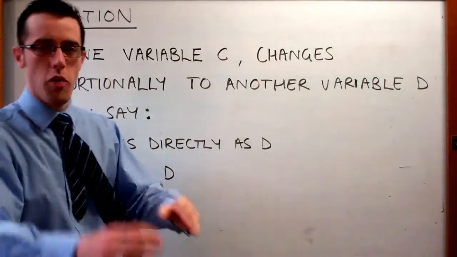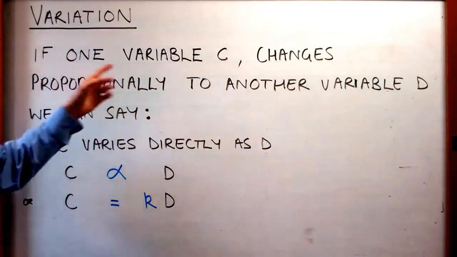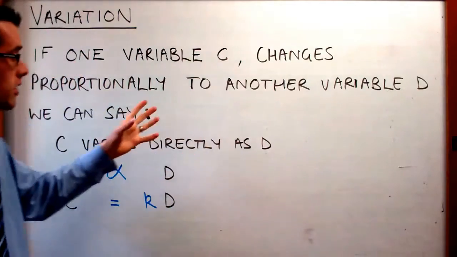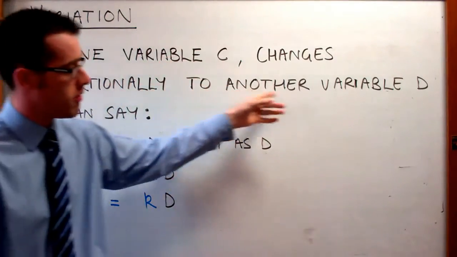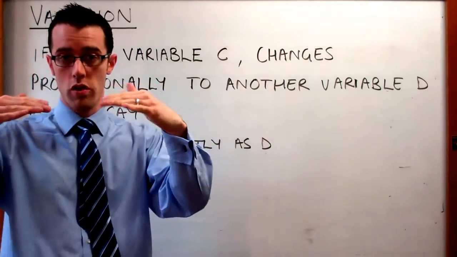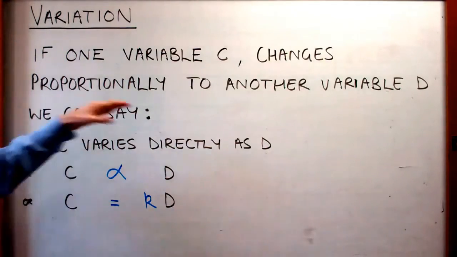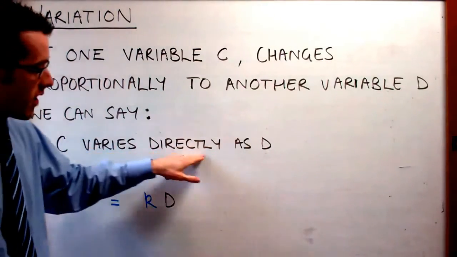Okay? Now, if we put that in a more mathematical context, what that says is if one variable C, so that's the cost of DVDs, changes proportionally to another variable D, the amount of DVDs, so as the amount goes up, the cost goes up as well at the same rate. Okay? That's basically all it means. Then we can say that C varies directly as D.